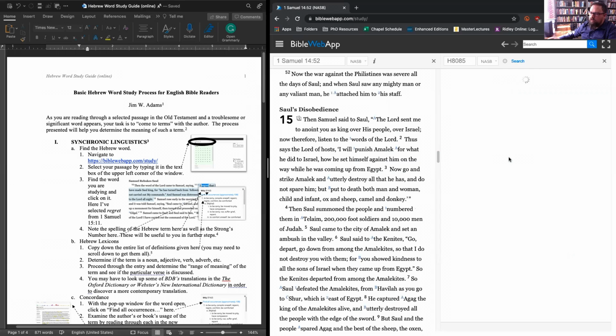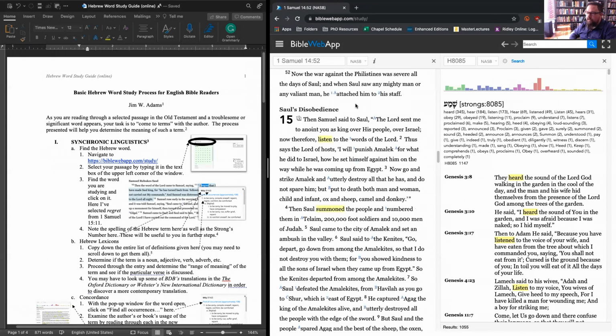Well, in Find All Occurrences, what we're going to see is that there are a lot of instances of Shema in this passage. And so what we want to do is we want to take careful inventory of how it is being used in this passage, because this repetition is helping us to understand what is happening in this passage.